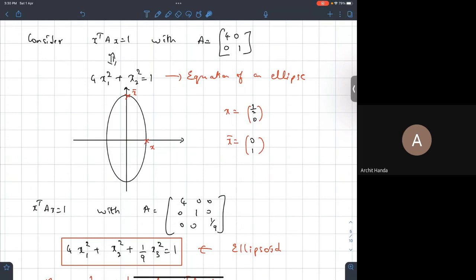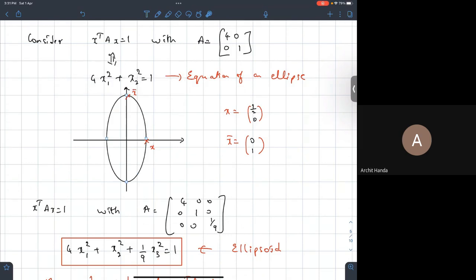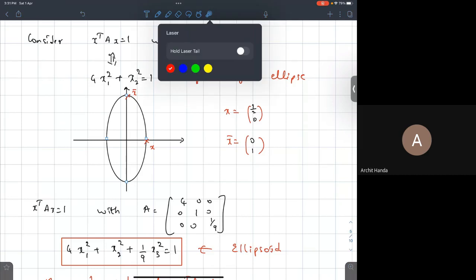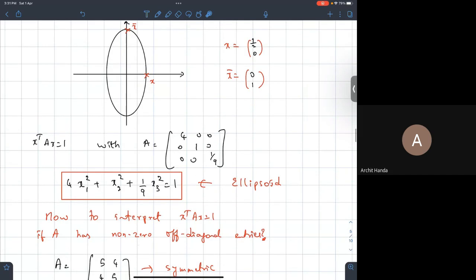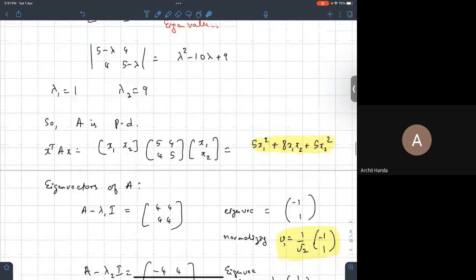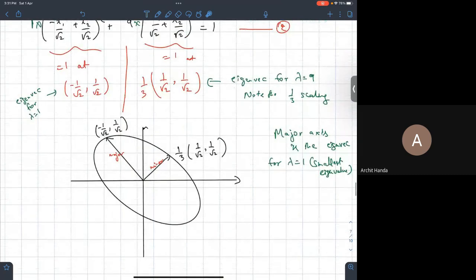It amounts to something like doing this. Got it? Where the axes will no longer be aligned. Now I'll undo. So the moment you have off diagonal entries, it amounts to rotating the ellipse. The new axes get decided by the eigenvectors, and the major axis is decided by the smallest eigenvalue. That's the point I want you to take away. With all this calculation, the important thing to take away is that the major axis corresponds to lambda equals 1.